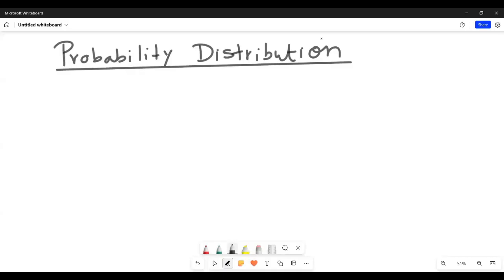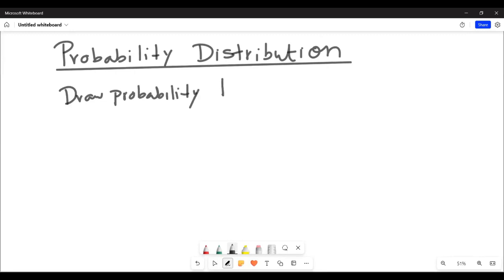Today we're going to talk about probability distribution. Let's draw a probability distribution table when a dice is tossed.